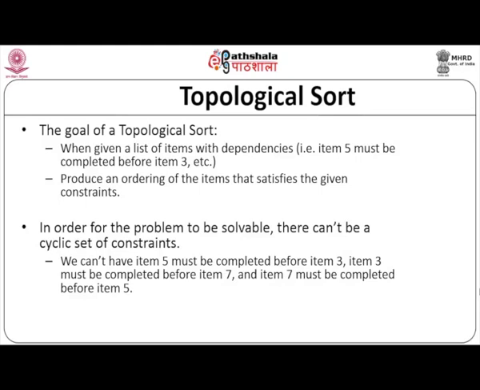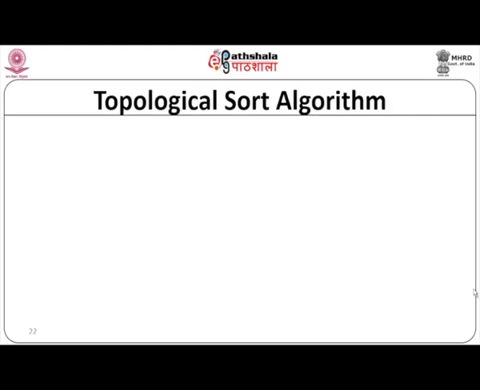We cannot have item 5 must be completed before 3, item 3 before 7, but for 7 to be completed you should complete 5. So, this creates a deadlock-like situation which we cannot do. So, if you have a cycle in that graph, you cannot do topological sort.